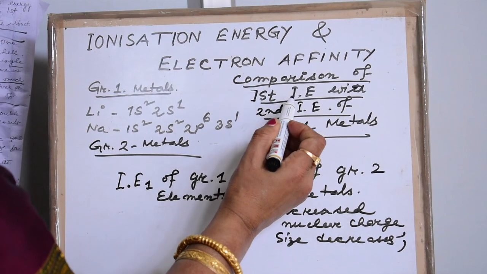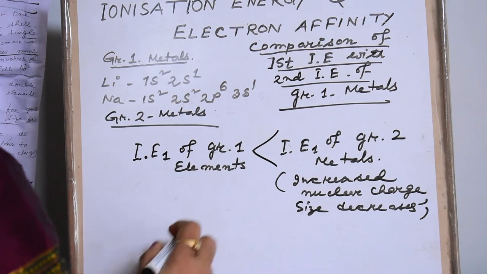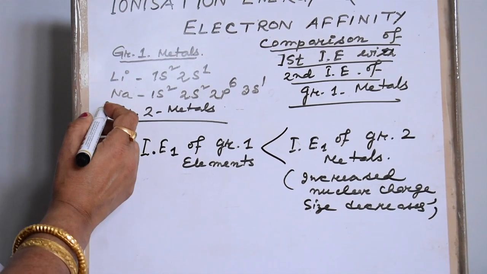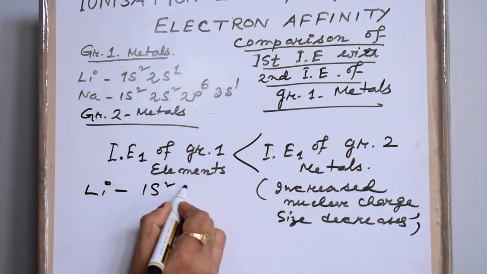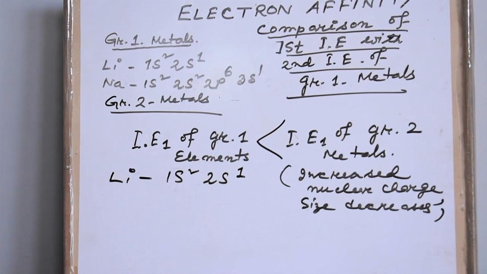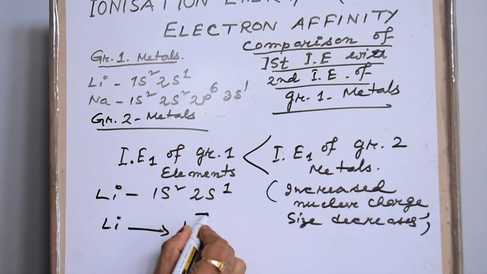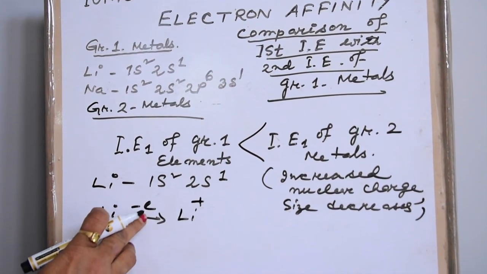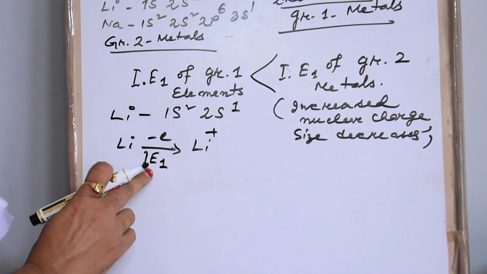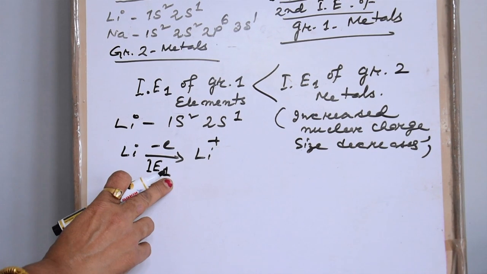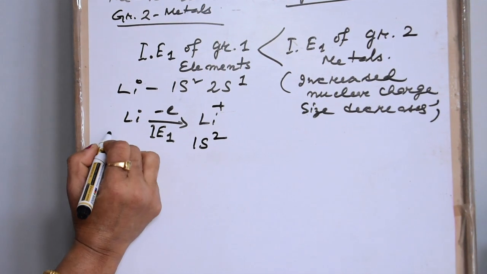Comparison of first ionization energy with second ionization energy of group 1 metals. Let us take the example of lithium. It has electronic configuration 1s2 2s1. To form Li to Li plus, we have to remove one electron. The energy required for this is called the ionization energy 1 or first ionization energy. Then it will acquire the 1s2 configuration.